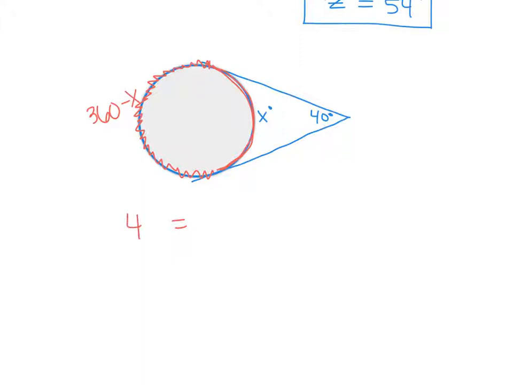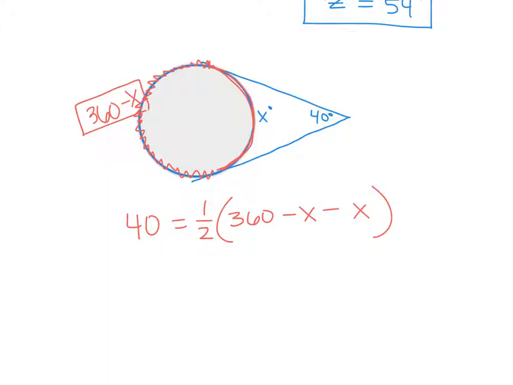So 40 equals half of what? 360 minus x is your bigger arc, plus or minus? Minus, because it's outside the circle, and then x is your smaller arc. Do you see that? That one tends to give people some trouble, so make sure you're good there.